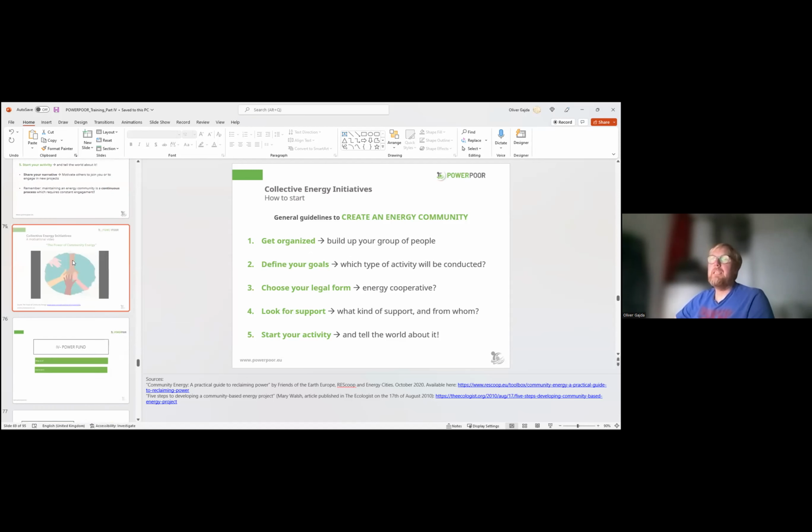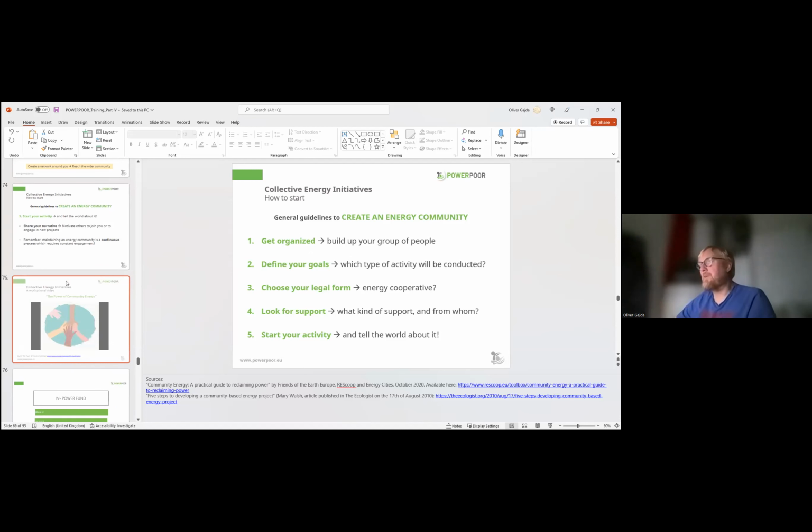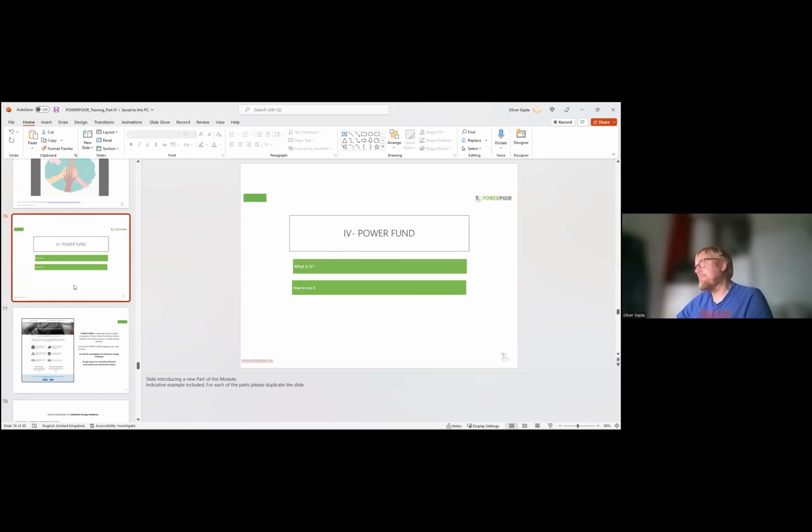So I will leave the energy communities with this now. If you have questions afterwards, I'm not an expert on cooperatives, but on crowdfunding a bit more, so please feel free to ask. What we have done here in PowerPoor is we have created this PowerFund website.